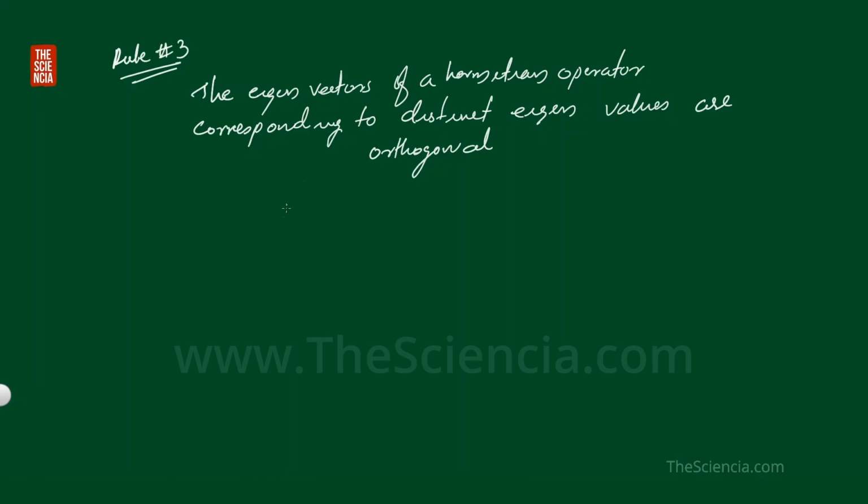What is the meaning of this one? I will tell you: a Hamiltonian operator, that is, the energy operator, is acting on a certain state psi. Then it will give an energy value and that wave function, right?